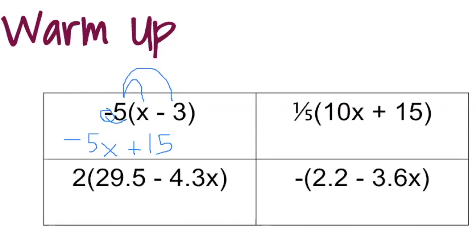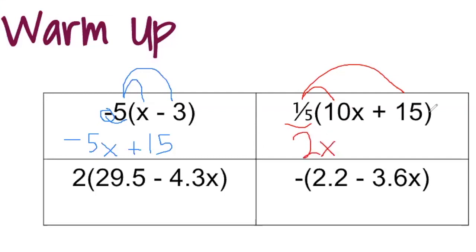Let's look at the second one. I have a 1/5 that I have to distribute out. Now, multiplying by 1/5 is the same as dividing by 5. And depending on what numbers you're working with, thinking of them in either way might be simpler. So like here I'm looking at 10, dividing by 5 makes more sense as far as working this out. So 10x divided by 5 is 2, and there's still that x. So we have a 2x.